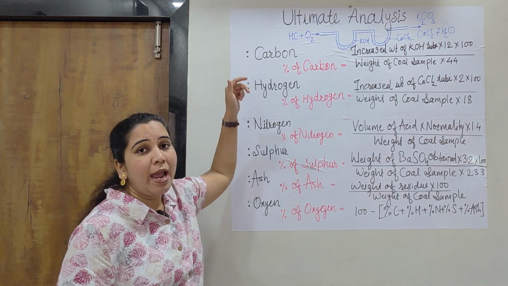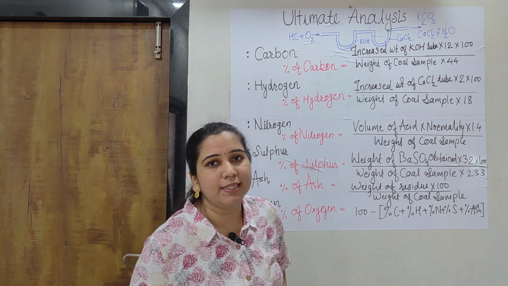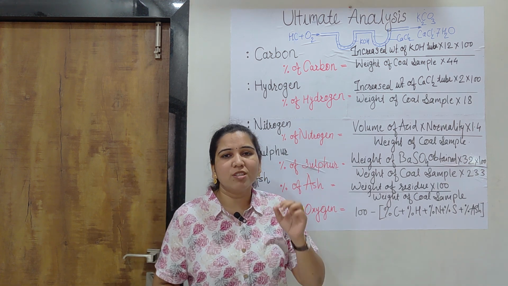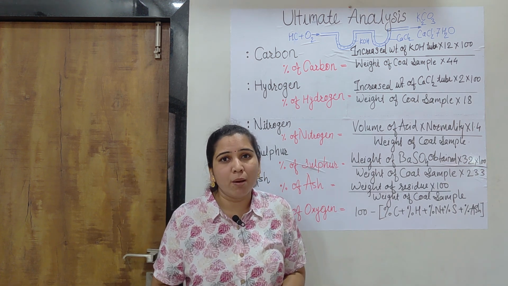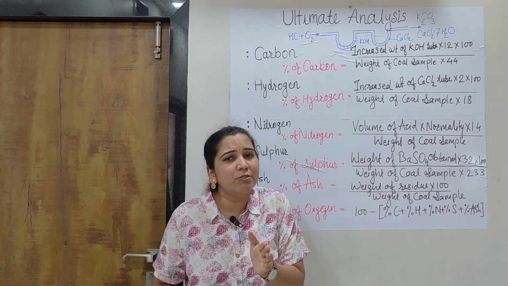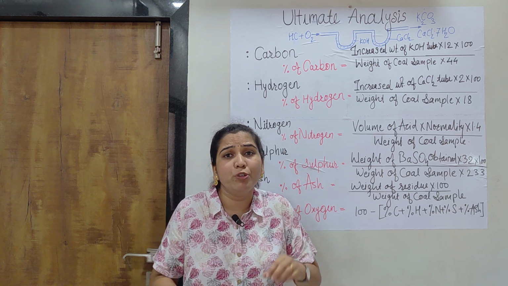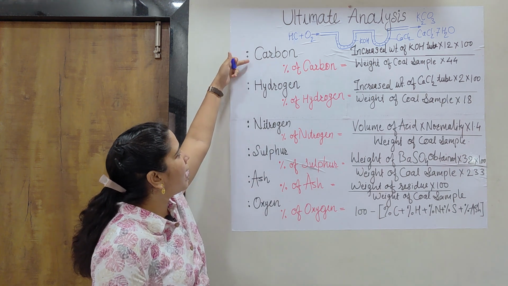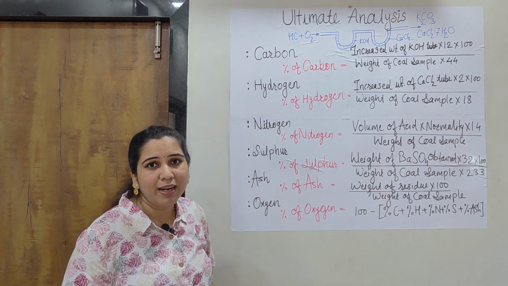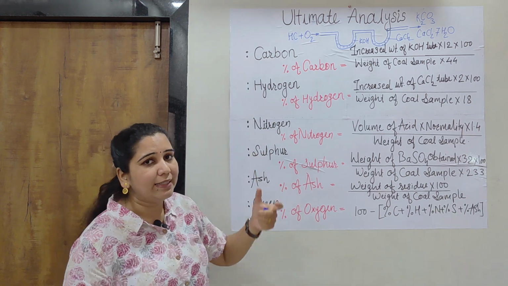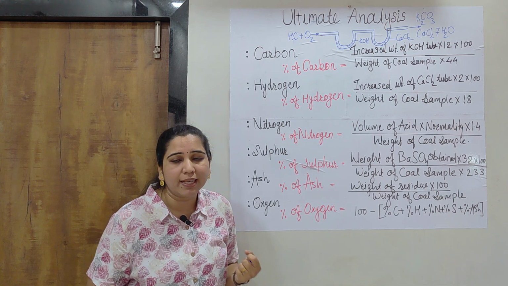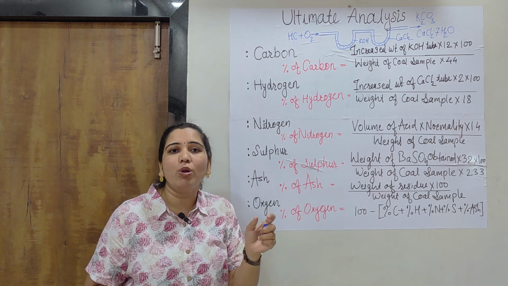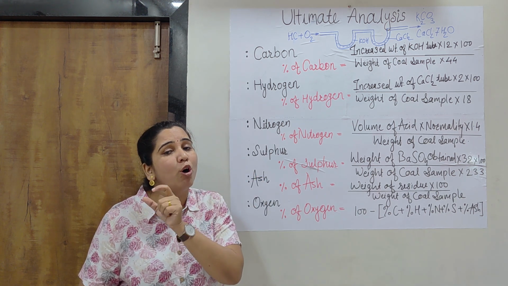Carbon and hydrogen. At first a sample of fuel is considered, that is, a sample of coal. Just take a particular amount of sample of coal, consider 1 gram or 2 grams, any amount which will be fixed for the calculations. So firstly, for the determination of carbon and hydrogen, just consider that a sample of coal has been taken, and carry out the process of burning.